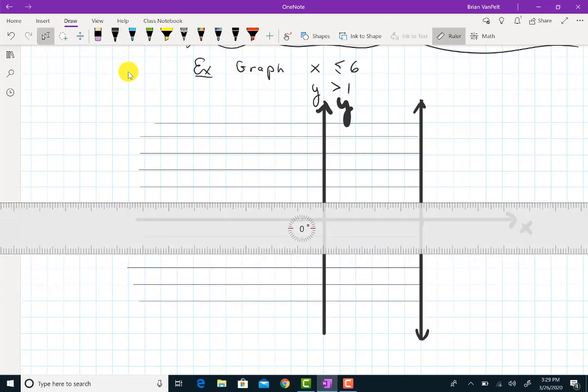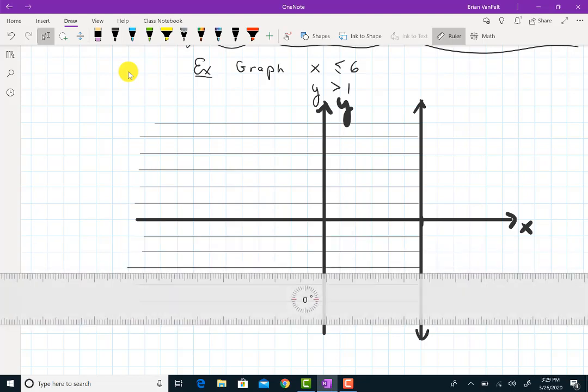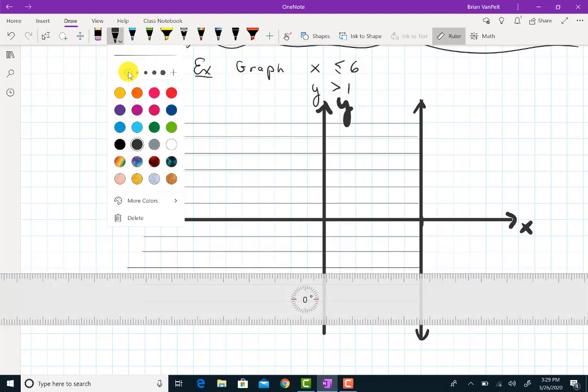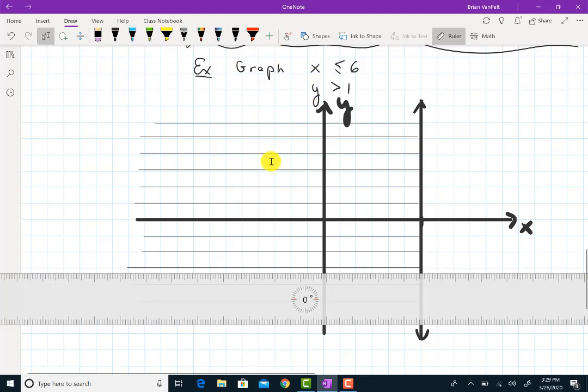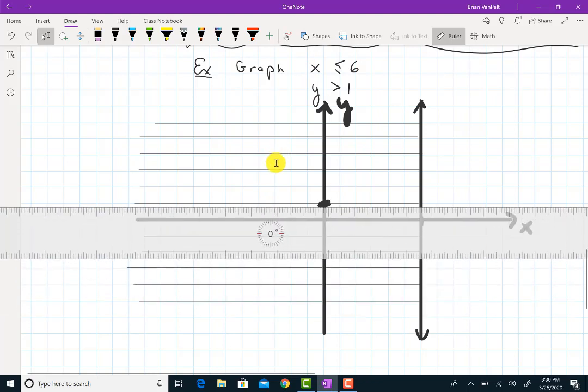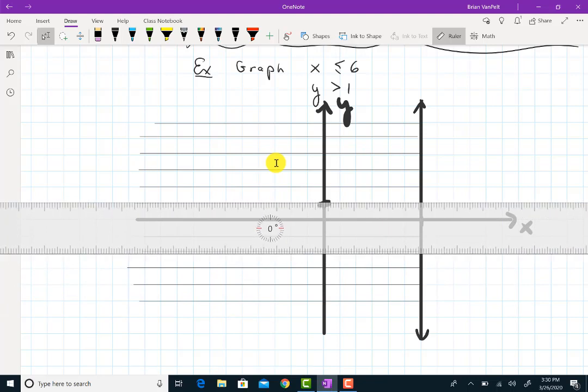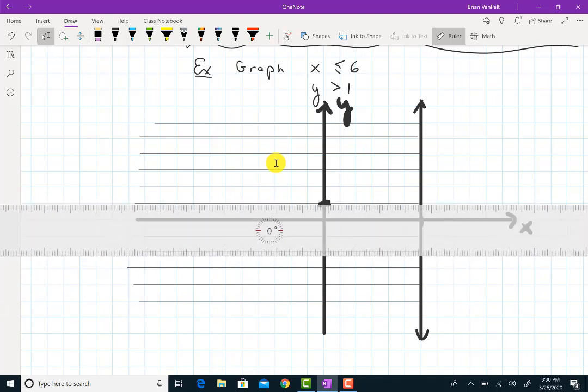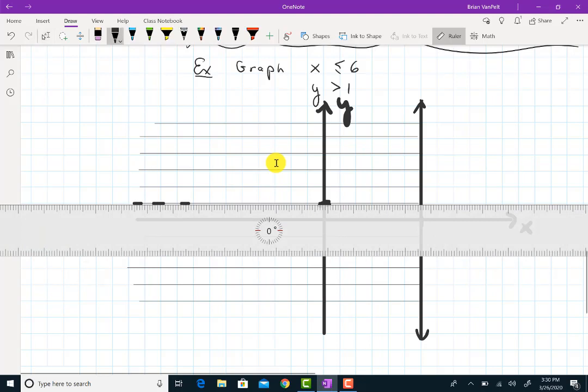I think that hopefully that's good enough. Now on the other hand, we have y is greater than 1. So let me go ahead and make my lines thick again. y equals 1 is a horizontal line. Here is 1 right here. So let me draw this horizontal line, but since it's greater than 1, I'm going to put dashed.